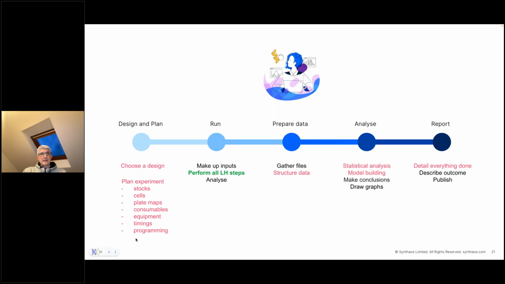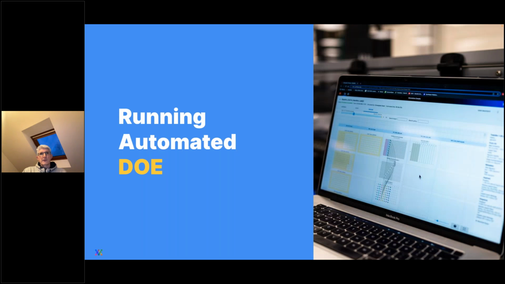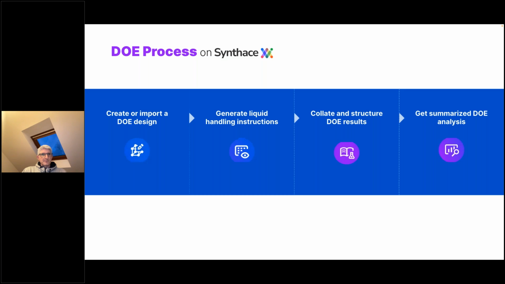And it's one of the main problems that our software can help to do in terms of this design and planning stage, in terms of working out all of the instructions for running things on automation, then structuring the data and helping with the analysis, model building, and recording everything, all the steps that were carried out in that experiment so that we can always go back and troubleshoot if we need to. So let me take you through that.